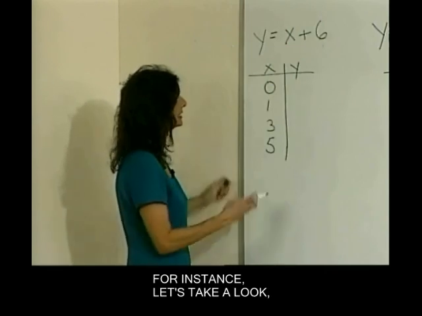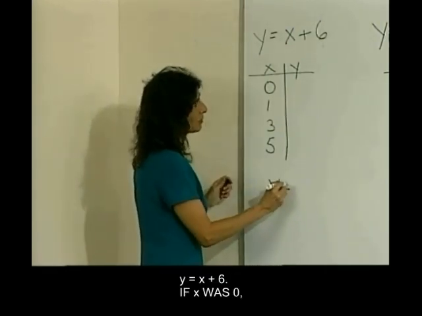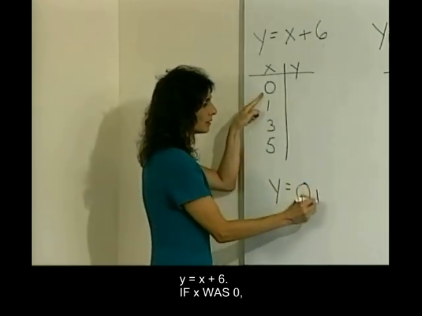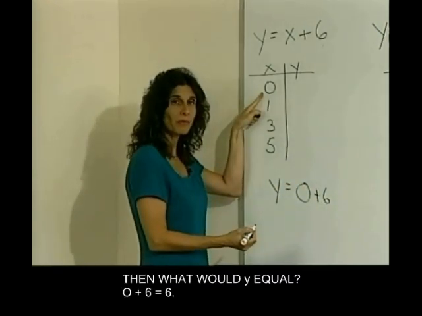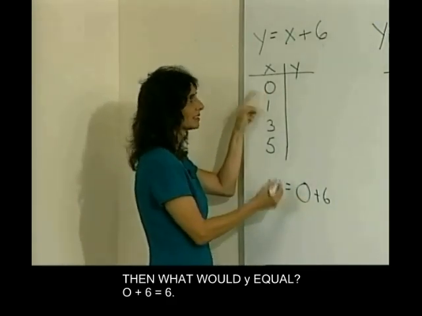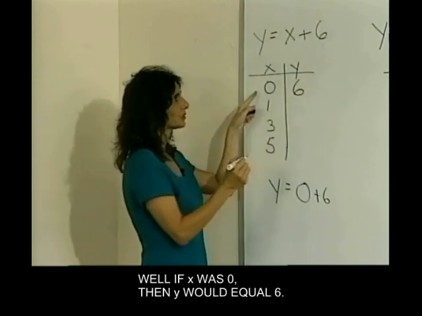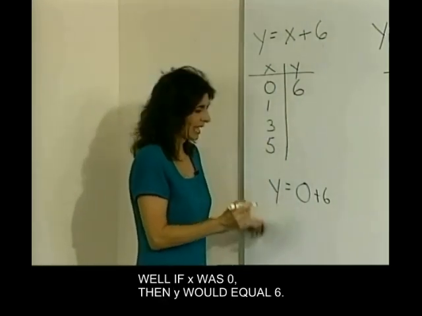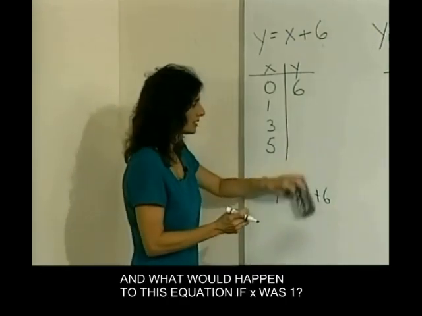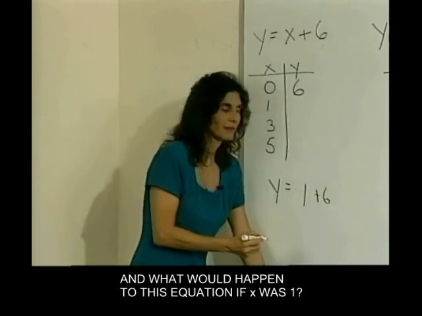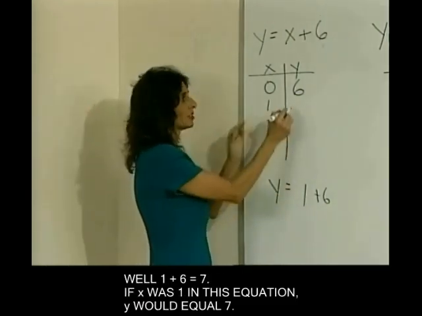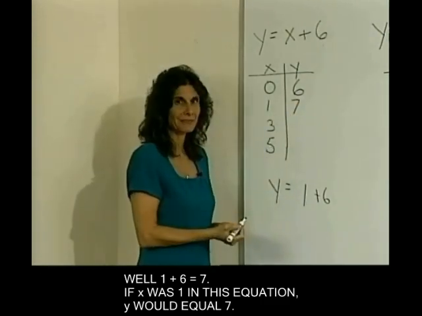For instance, let's take a look. Y equals x plus 6. If x was 0, then what would y equal? 0 plus 6 is 6. Well, if x was 0, then y would equal 6. And what would happen to this equation if x was 1? Well, 1 plus 6 is 7. If x was 1 in this equation, y would equal 7.